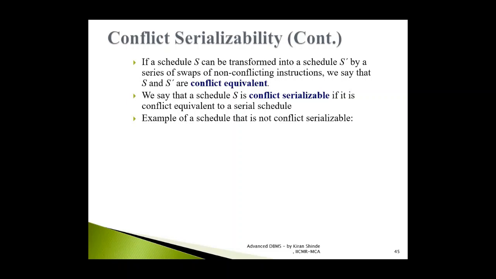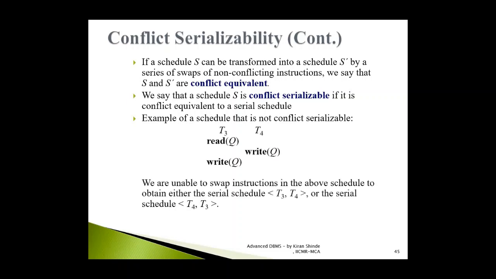If both the instructions are read instructions, both the operations are read operations, and they are happening on the same data item, still it is a non-conflicting instruction pair. But apart from this, if you come across any other kind of instruction pair, then it will be a conflicting instruction pair. Okay, let us try to understand with an example.